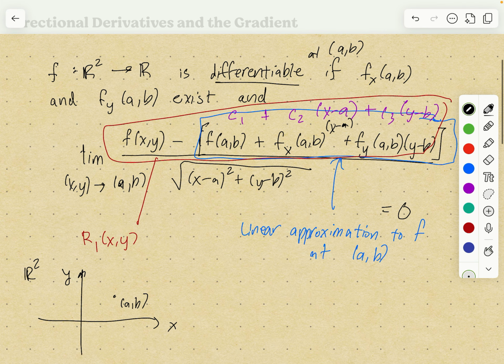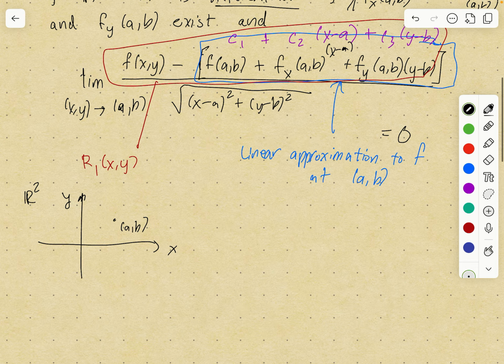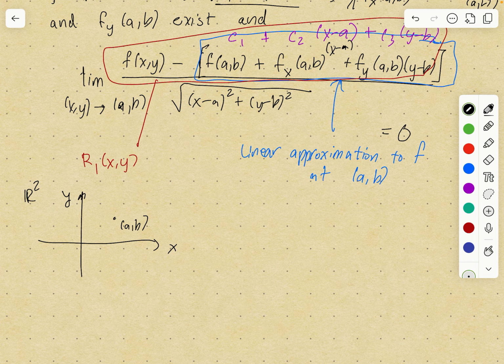Okay. And I'm also sweeping some things under the rug because technically it just needs to be in the neighborhood of a comma b, right? So for all x, y in the neighborhood, let's just say sufficiently close to a comma b. So if for all x, y sufficiently close to a comma b, the partial derivatives exist and this limit is equal to 0. Then we say the function is differentiable at a comma b.